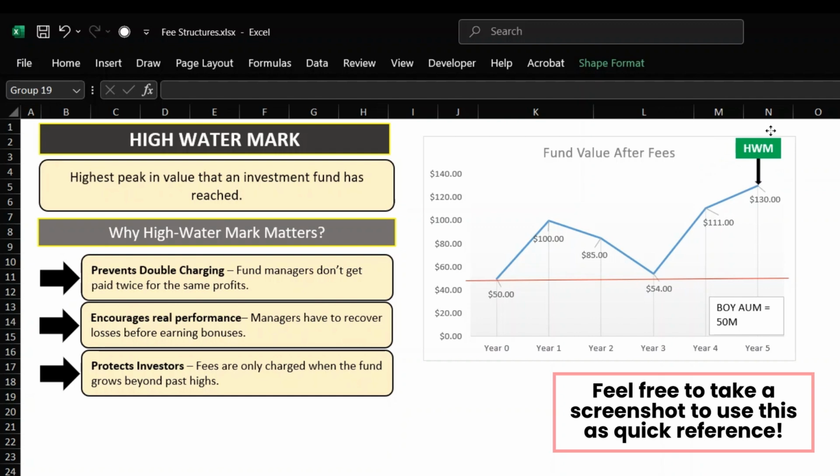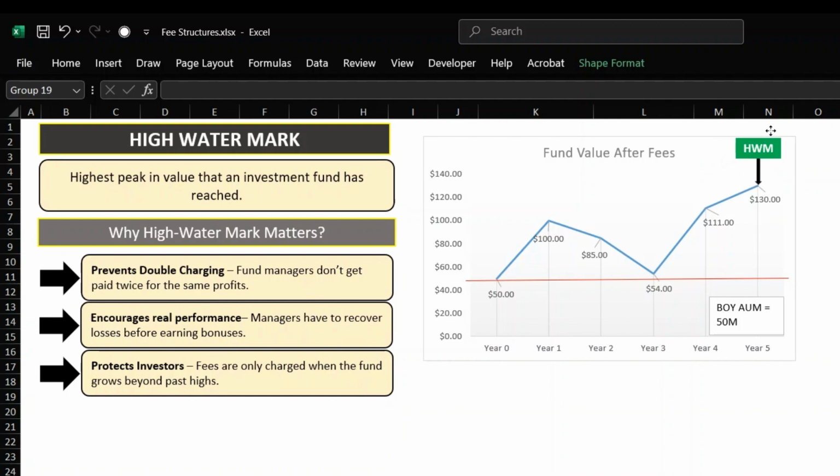In the next video, we will learn about high watermark calculation with the help of Excel.